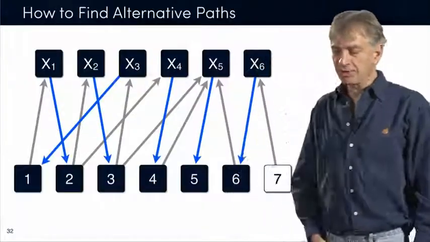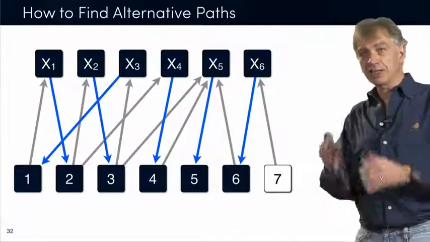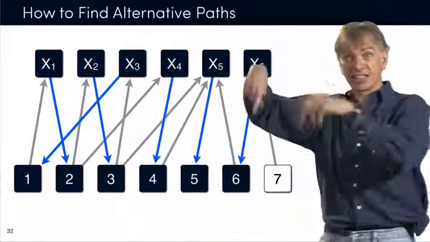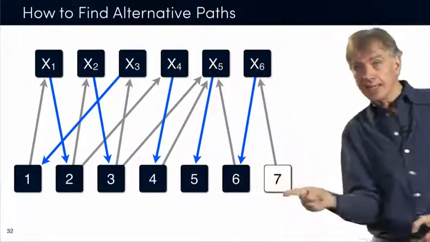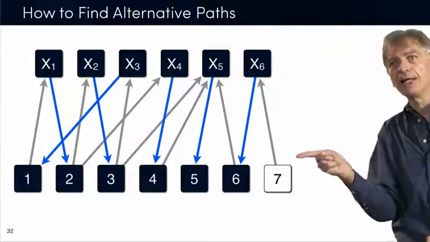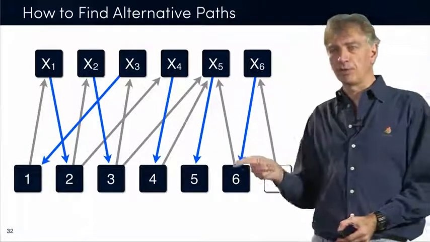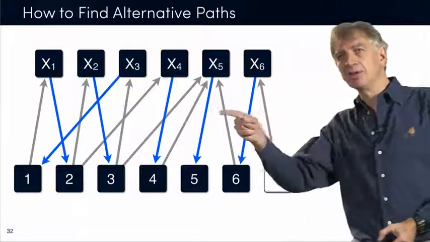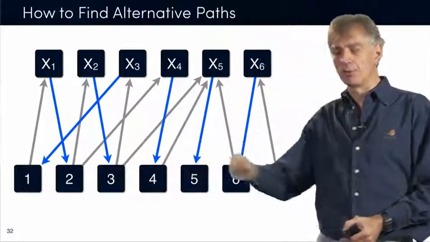Okay? So this is, once again, an illustration. It's essentially the same thing as we have seen before, except that the edges are the other direction. So you see this guy here, this 7, this is a free variable. Okay, this is a free value. And then it can go up to some of the variables, and then the edges in the matching, the blue edges, are going from top to the bottom now.